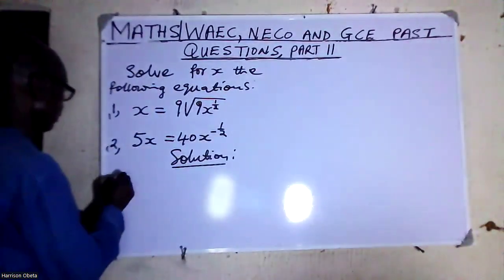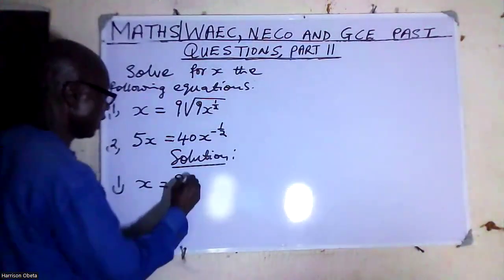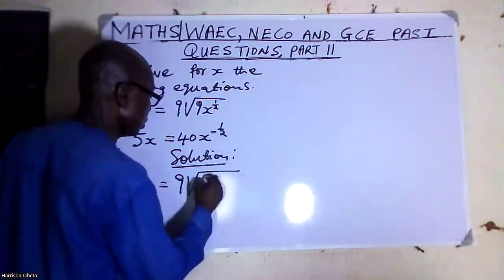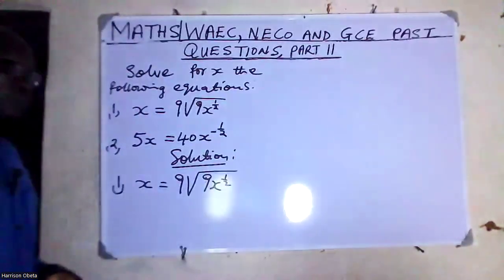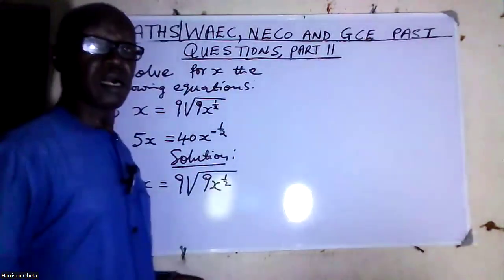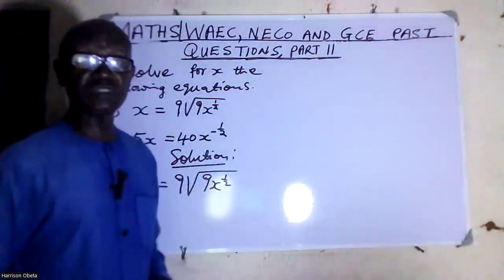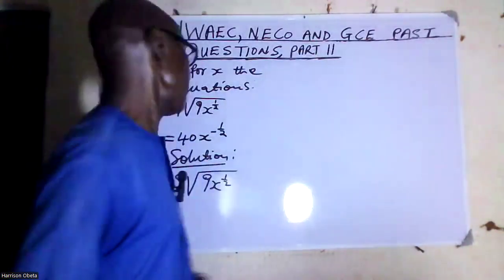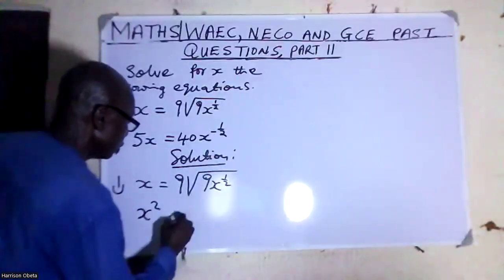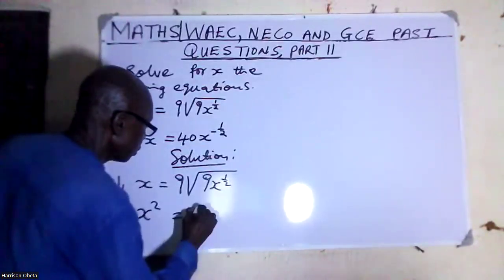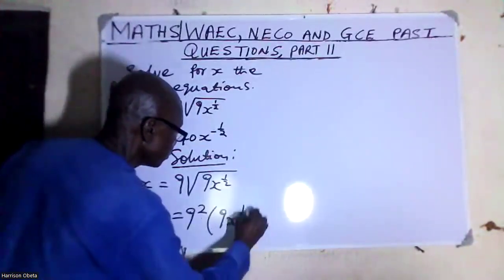Okay, the first one: we have x equals 9 root 9x raised to the power half. In order to continue, we have to remove the root sign, and anytime you are removing the root sign, you have to square whatever is outside. So that means we are now going to have x raised to the power 2 is equal to 9 squared, bracket 9x raised to the power half.